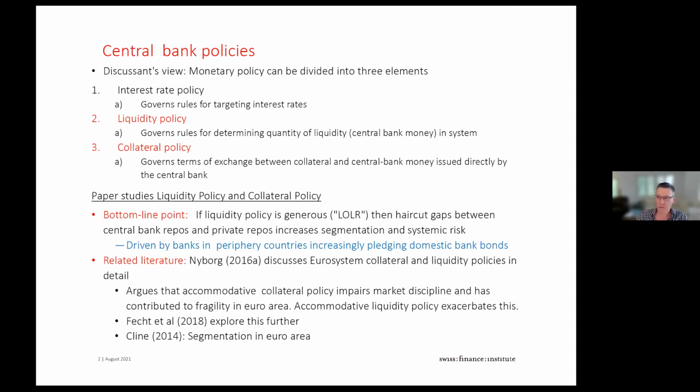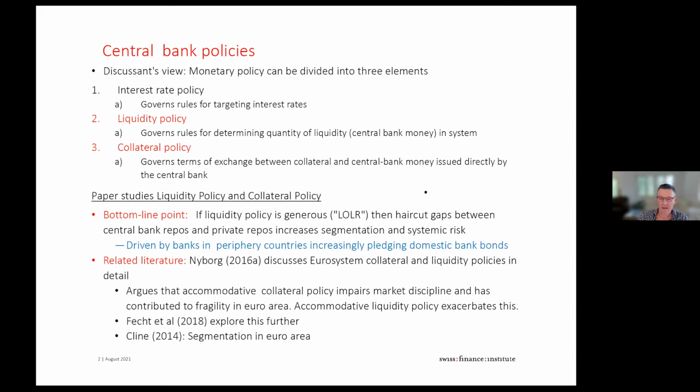Some of you may know I wrote a book about this. It came out a few years ago, and I particularly studied the Eurosystem and our collateral framework. The current paper is putting together liquidity policy and collateral policy. Its bottom line conclusion is that if liquidity policy is generous, what the authors call lender of last resort, which I put in quotation marks because I don't find it quite applicable in the Bagehotian sense, then haircut gaps between central bank repos and private repos create systemic risk by way of segmentation. And they show through their regressions that this is driven by banks in periphery countries increasingly pledging domestic bank bonds. So this relates very much to my book.